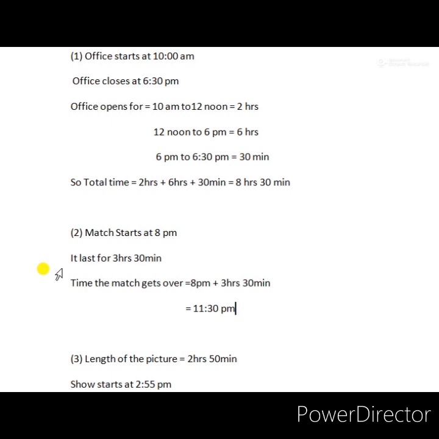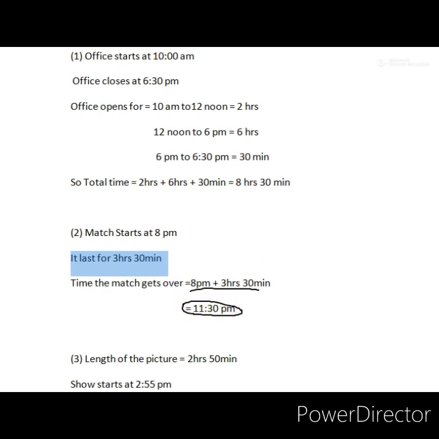For this also we have to first write the starting time of the match. Starting time is 8 p.m. and it lasts for 3 hours 30 minutes more. That means we have to add 3 hours 30 minutes to this 8 p.m. It is very easy. 8 p.m. plus 3 hours 30 minutes equals: the match will end at 11:30 p.m.